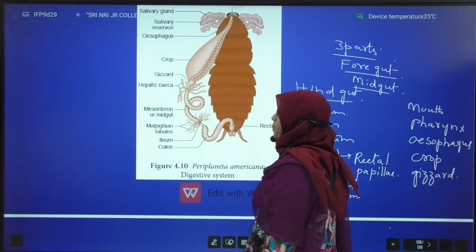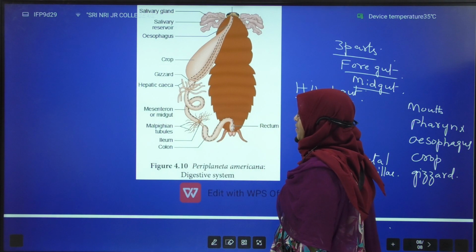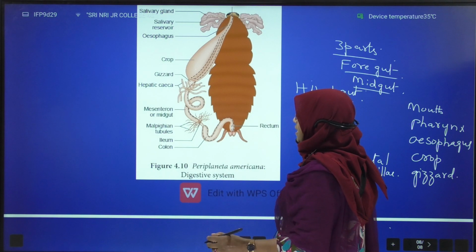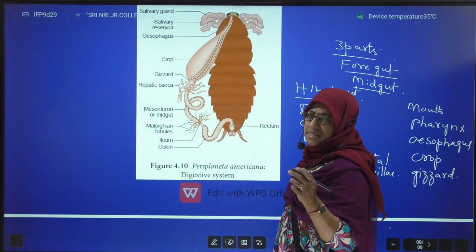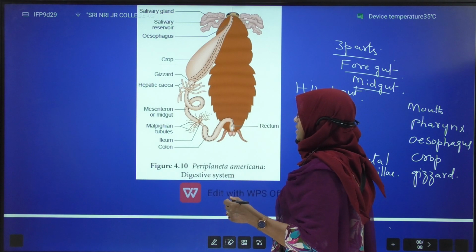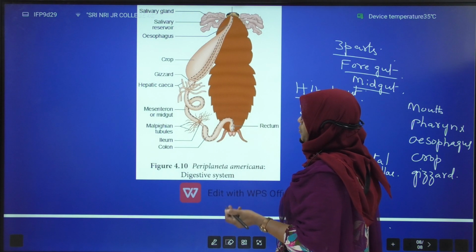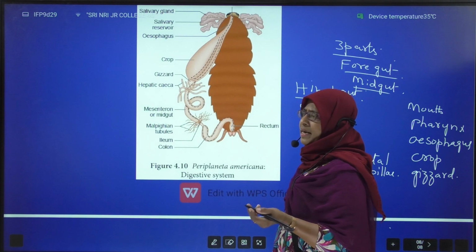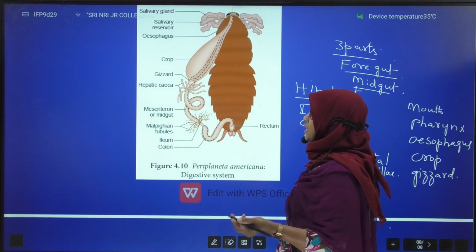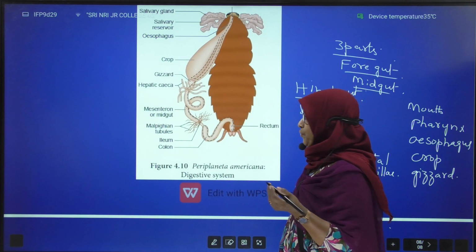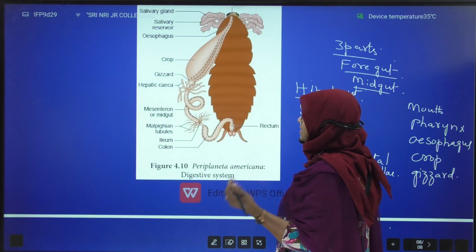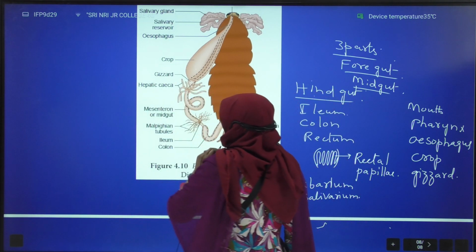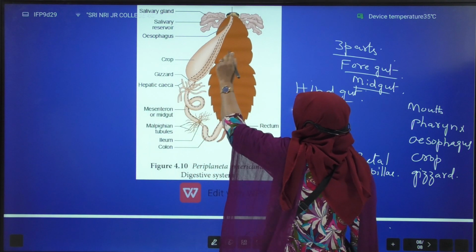Gizzard is a small bulb-like structure. The walls of the gizzard are internally lined by cuticle. Gizzard consists of 6 chitinous plates. These 6 chitinous plates consist of a hairy pad which consists of backwardly directed bristles. These bristles are useful for filtration of the food material. Totally, this gizzard acts as a grinding mill and sieve. Gizzard is the last part of the foregut.